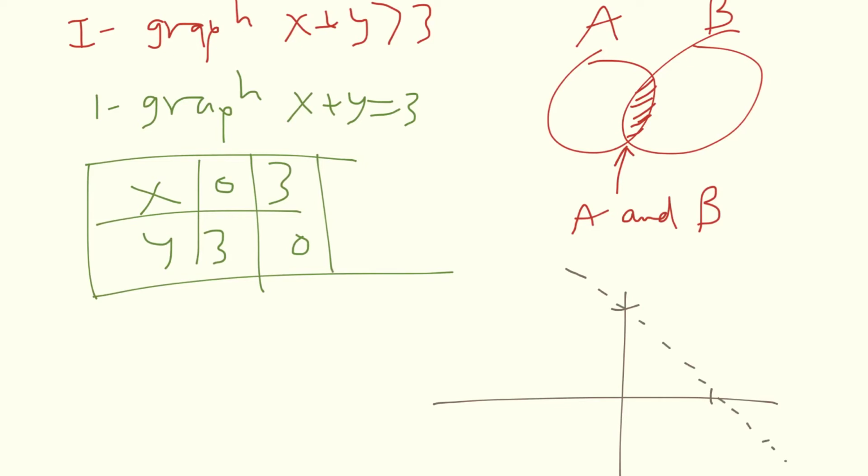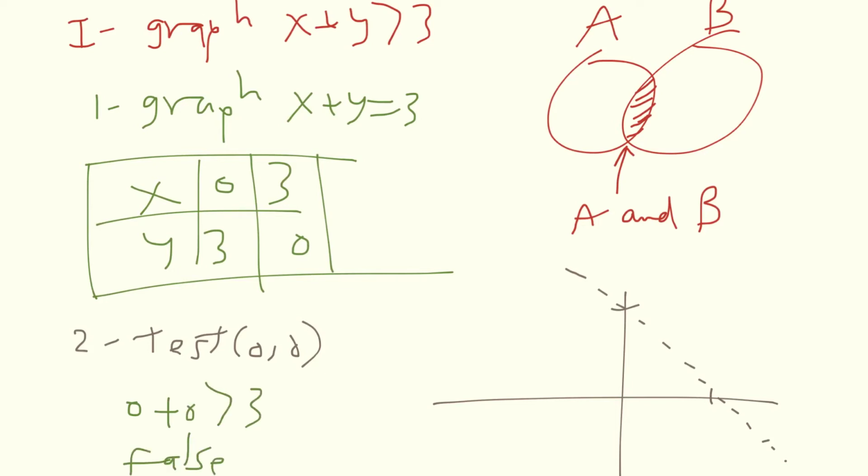And then the second step would be to make a test point, and the test point basically I'll choose also 0 and 0, so you imagine you're putting 0 here and 0 here, so you're getting 0 plus 0 bigger than 3, which of course is false. So if this is false, it means this is not a solution, it is the other side. So that means you're going to shade this other side, as before.